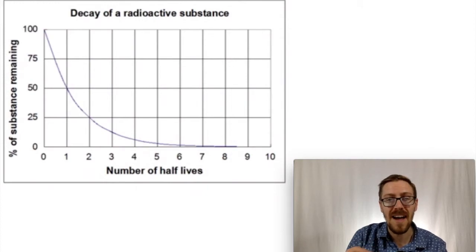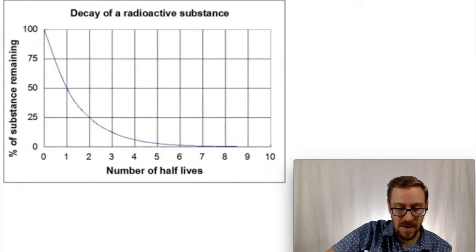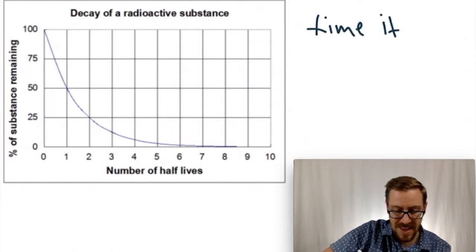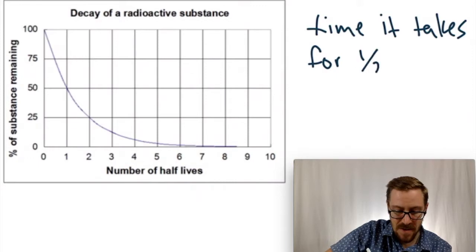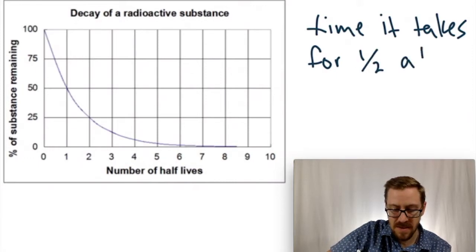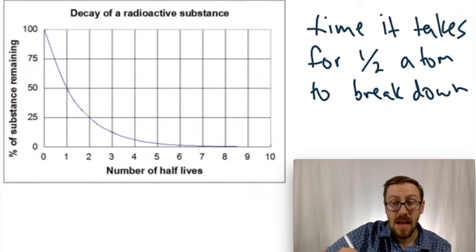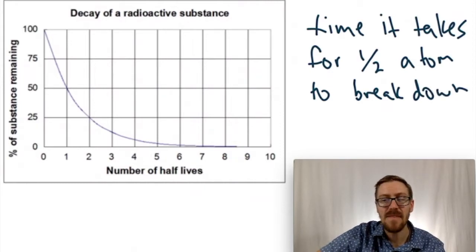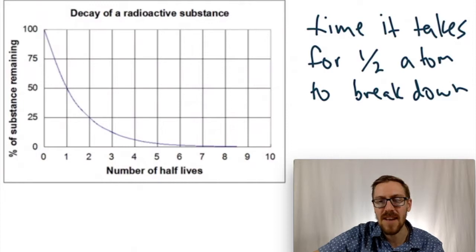We call the time that it takes, I'll write it down here. If you're a note taker, you should write this down too. The time it takes for half of your atoms to break down. That's called a half-life, and it's different for every atom.